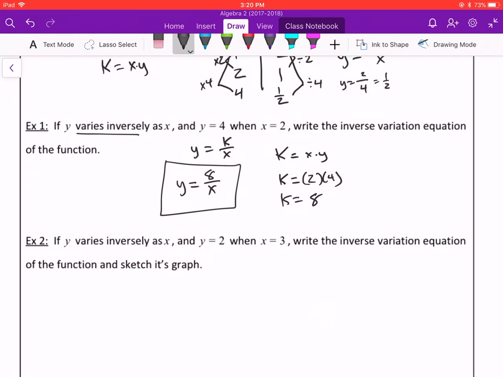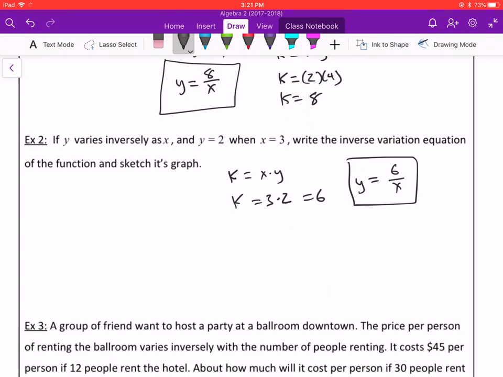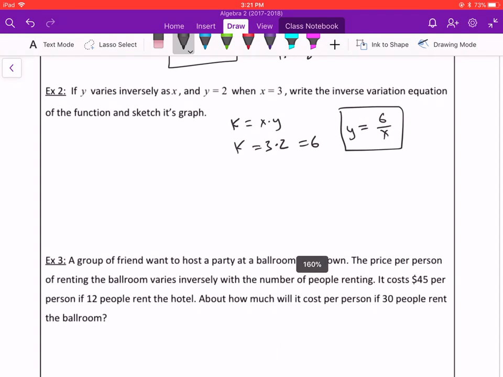Okay, hopefully we paused. But if you're back, we know that k is going to be your x times your y. So in this case, k would just be 3 times 2, which is 6. So when I write the equation, y equals 6 over x. Did we do it right? Awesome, hopefully. All right, so let's look at a real life example, okay?